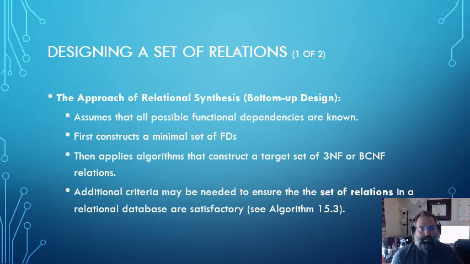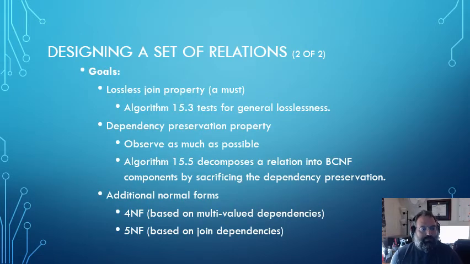See algorithm 15.3. The goal is the lossless join property. It's a must. Algorithm 15.3 tests for general losslessness. Dependency preservation property: observe as much as possible. Algorithm 15.5 decomposes the relation into Boyce-Codd normal form components by sacrificing dependency preservation.